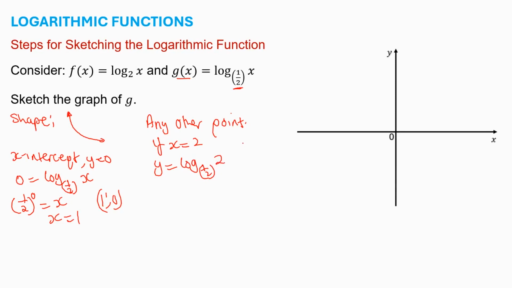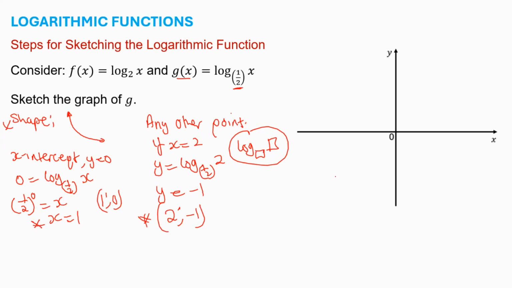Remember, you can use your calculator for this. You don't need to use any logarithmic laws. Just calculate a log. There's this function. You can use that function, right? And then y is equal to negative 1. So meaning that any other point that we have here is (2, -1), right? So with these three, shape, x-intercept, and any other point, we can sketch the graph, right?